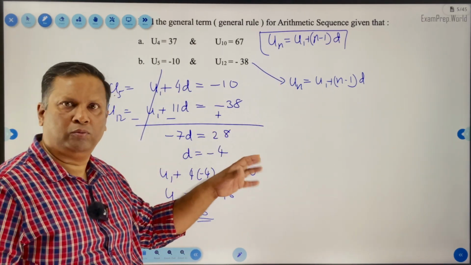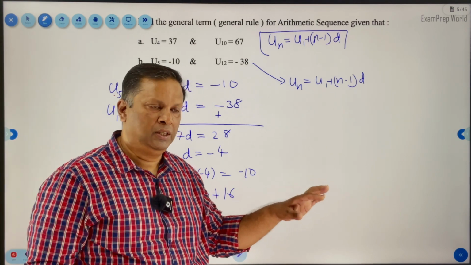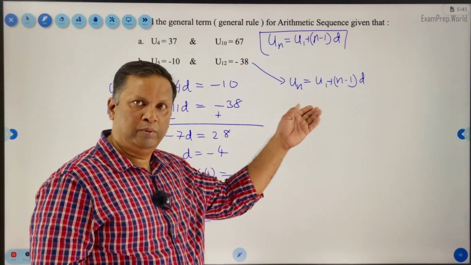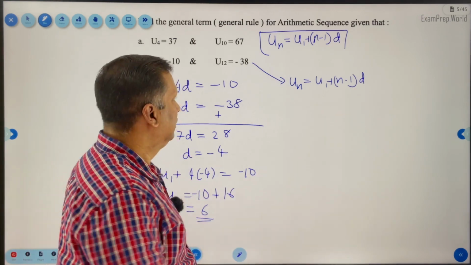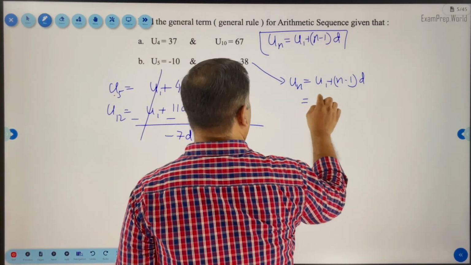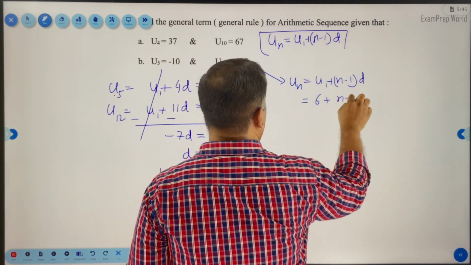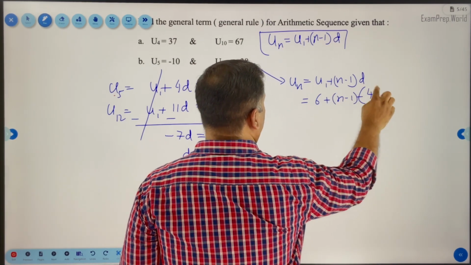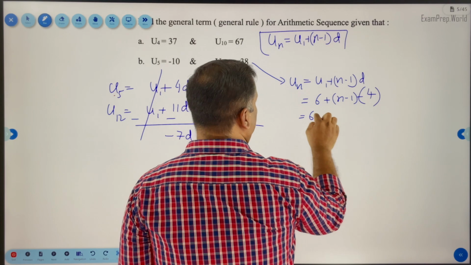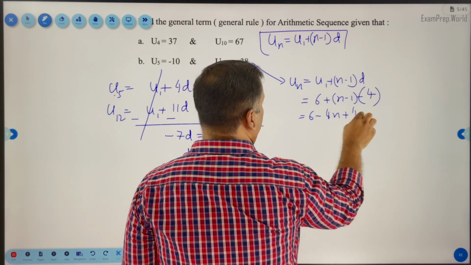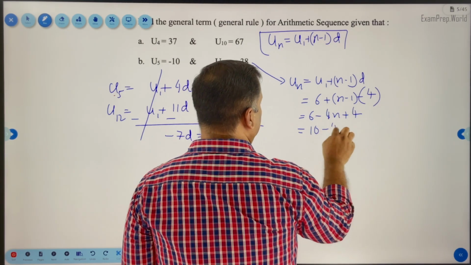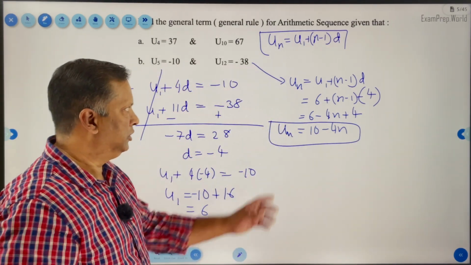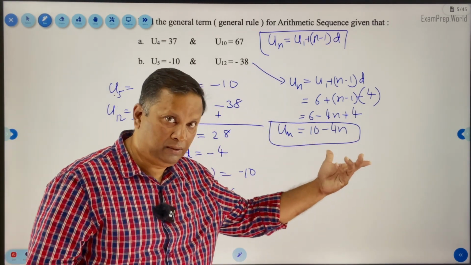Once it is there with you, you can easily do it. Don't depend on any formula booklets. In formula booklets, there are hundreds of formulas, but you will never know which one to use. It is better to remember, you will save time. So now, u1 is 6 plus n minus 1 times d, which is negative 4. So it is 6 minus 4n plus 4, which is 10 minus 4n. So un is 10 minus 4n. Okay, done?